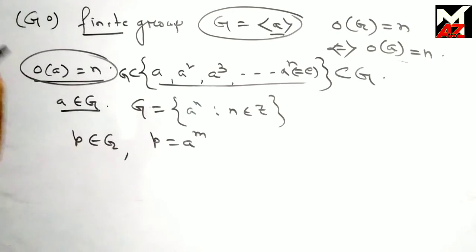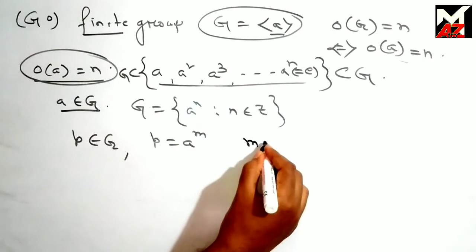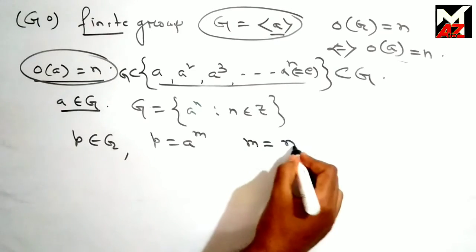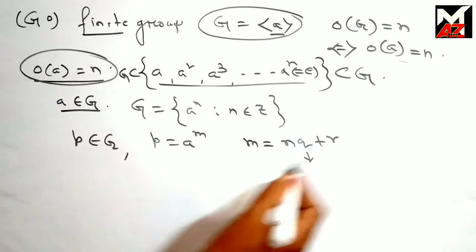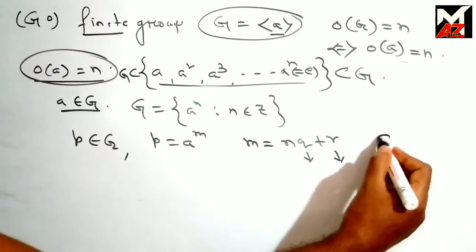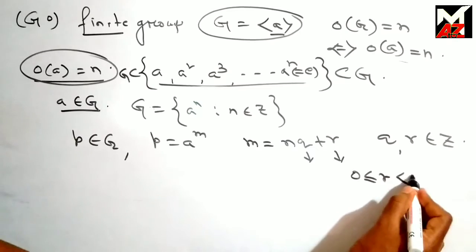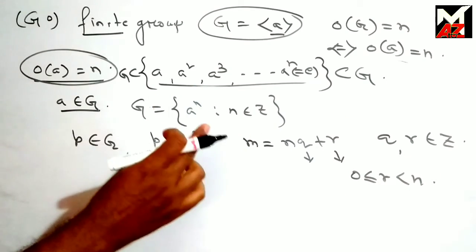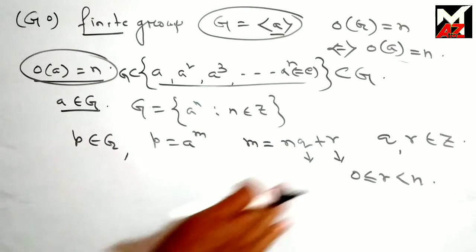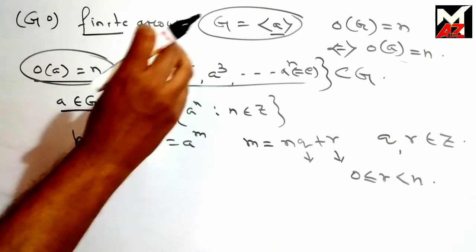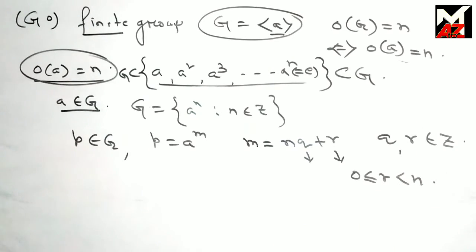And by the division algorithm we can write m is equal to nq plus r, where q is the quotient and r is the remainder. Here both q and r must belong to Z and 0 less than or equal to r less than n, because if we divide m by n, then the remainder must be less than n. And if the remainder is 0, it is still 0 less than or equal to r and less than n.